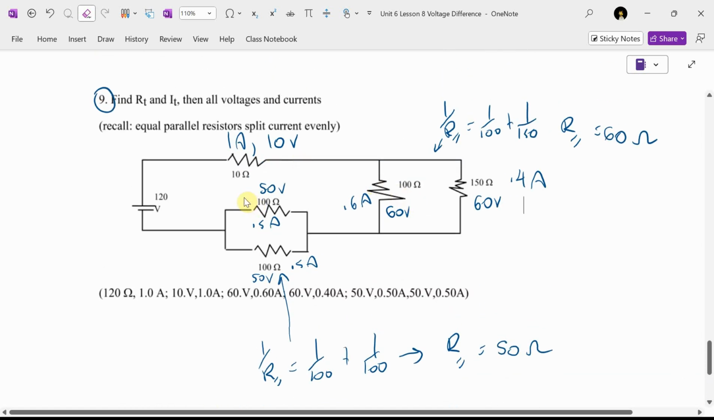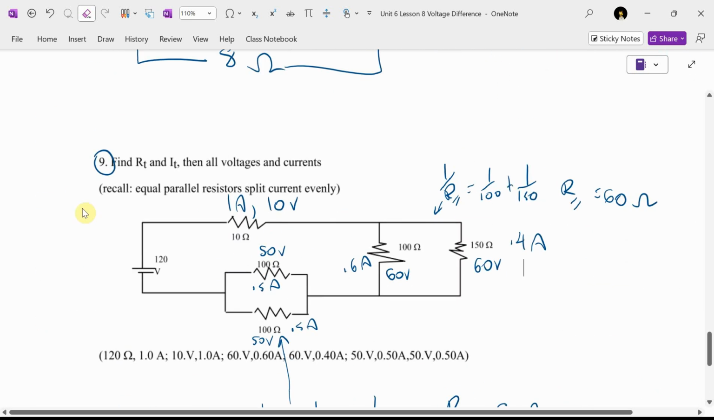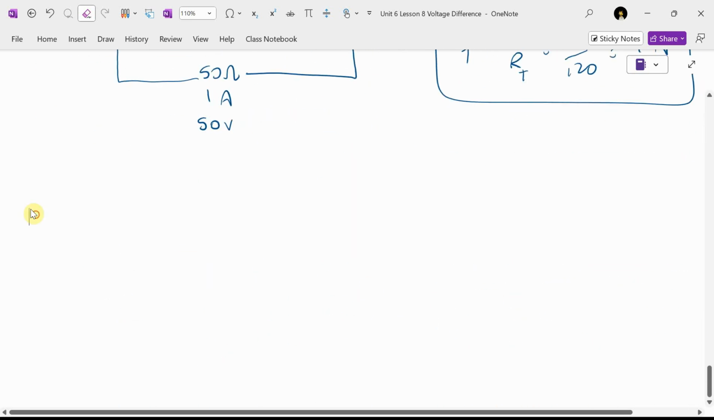Now, this is totally fair game for your test. I wouldn't say find all voltages and currents. I would probably say find the power used in the 150 ohm resistor, and you've got to solve most of the circuit to get there. What was that? Number 9.